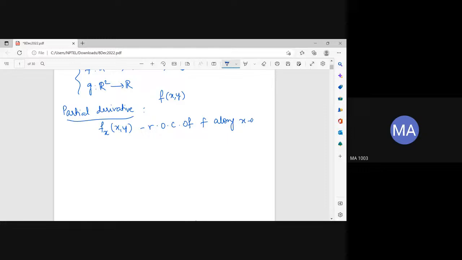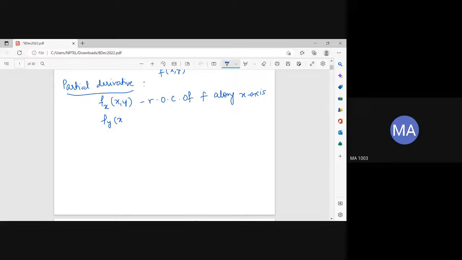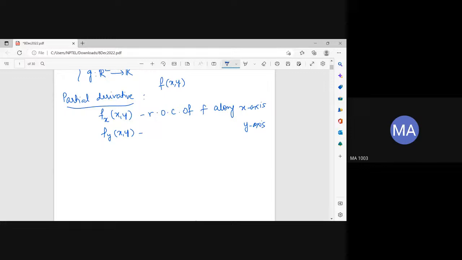And fy, the partial derivative with respect to y, represents the same, but it's the rate of change along the y-axis. So the direction alone is different. So this is the rate of change of the function along the x-axis, and this is the rate of change of the function along the y-axis.